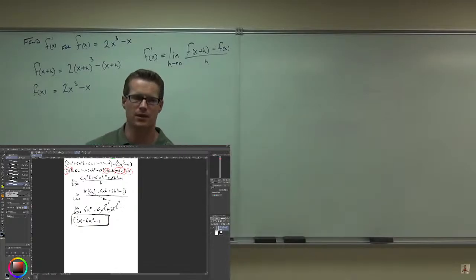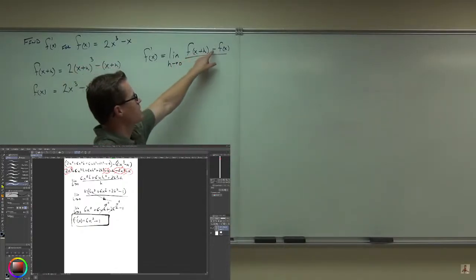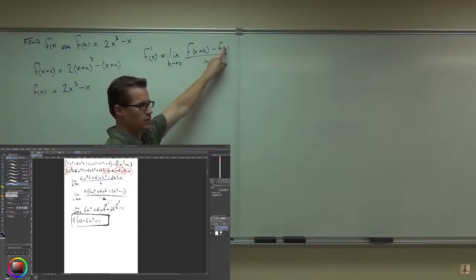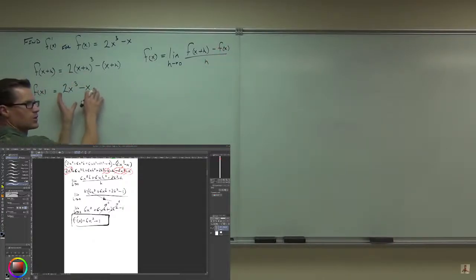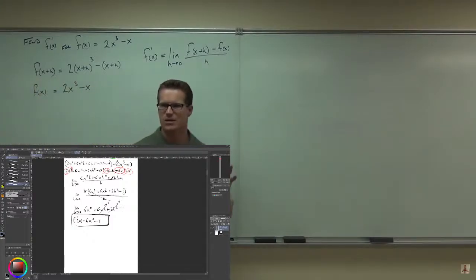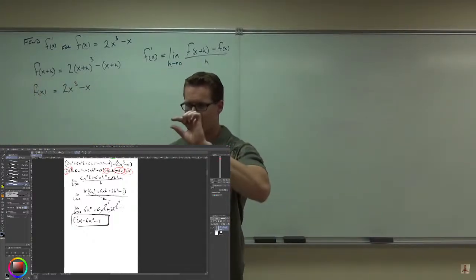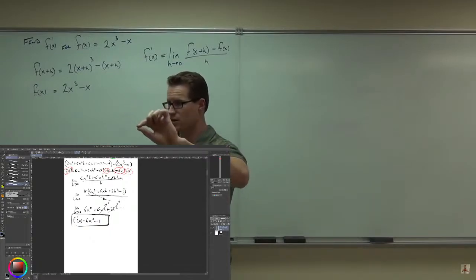Just make sure you do one thing. Remember that what this says is you're subtracting f of x, subtracting the whole thing. So if you're subtracting that whole thing, what do I need along with that 2x cubed minus x? I need something with it, because that minus is going to distribute and change the signs. Are you with me on that?